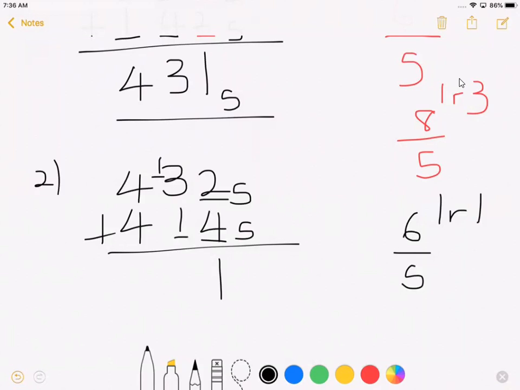3, 4, 5, you get 5. So you say 5 divided by 5. 5 divided by 5 is 1, remainder 0. So you put 0 here and that 1 there.